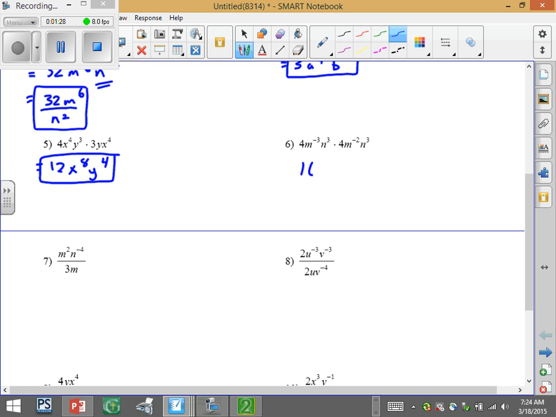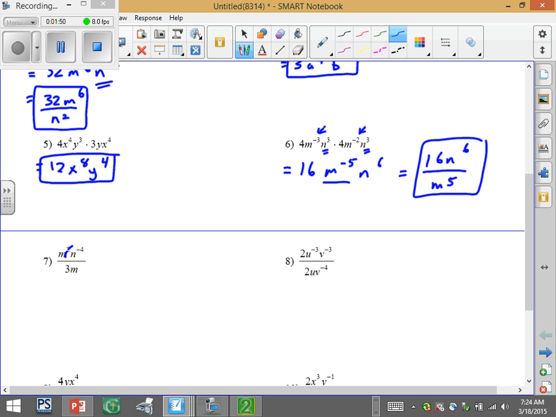4 times 4 is 16. You have negative 3 and negative 2, which would be negative 5. I'm going to have 3 n's here, 3 n's here, so that's a grand total of 6 n's. Let's get rid of this n to the negative fifth. So that'd be 16 and n to the sixth staying in the numerator. N to the fifth now is in the denominator.